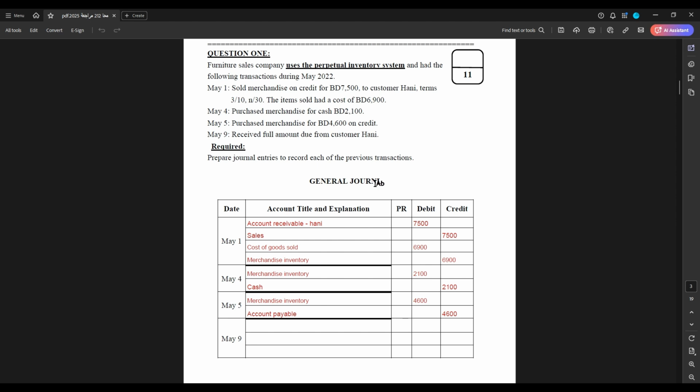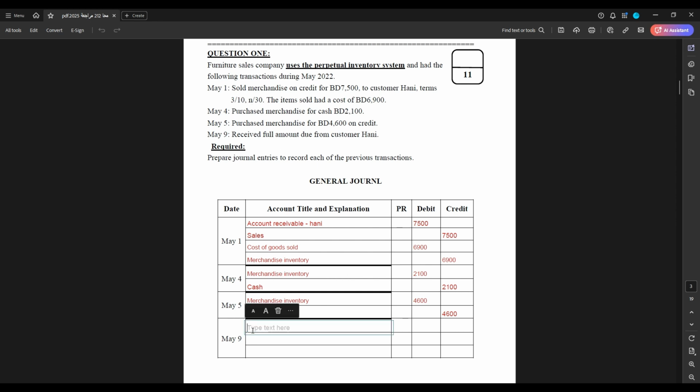Last one, received full amount due from customer Hani. So please, we will go back to May 1st. We had sold merchandise to Hani for 7,500. The terms say 3/10, so Hani will get a 3% discount if he pays within 10 days. The sales date was May 1st and we received the payment on May 9, so it's not more than 10 days. So Hani will get the 3% discount.